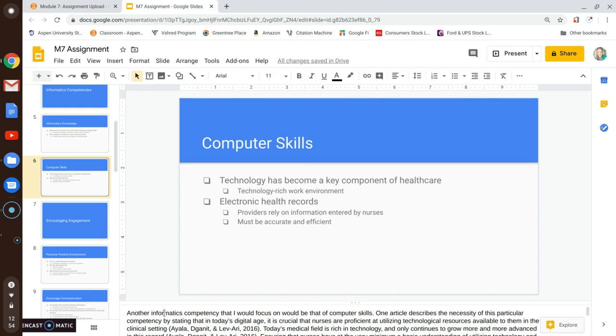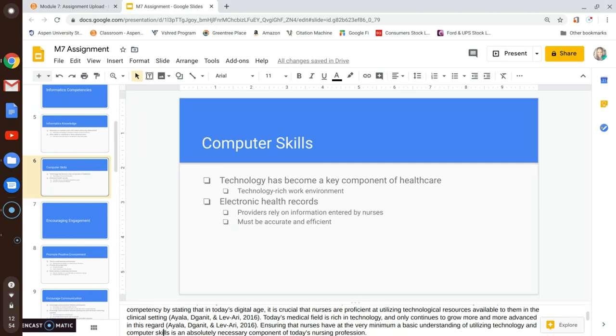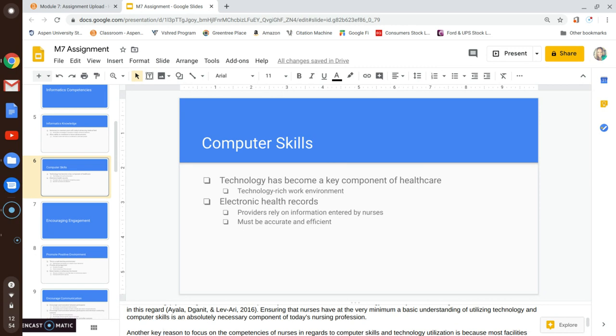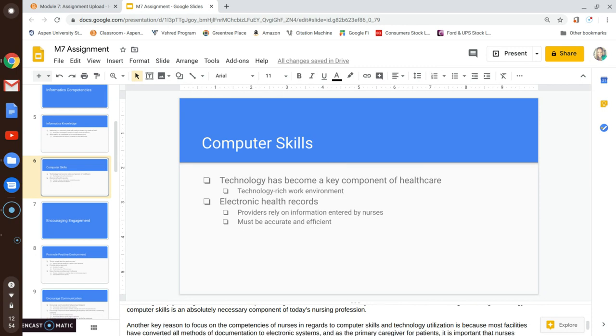Another informatics competency that I would focus on would be that of computer skills. One article describes the necessity of this particular competency by stating that in today's digital age, it is crucial that nurses are proficient at utilizing technological resources available to them in the clinical setting. Today's medical field is rich in technology and only continues to grow more and more advanced in this regard. Ensuring that nurses have, at the very minimum, a basic understanding of utilizing technology and computer skills is an absolutely necessary component of today's nursing profession.